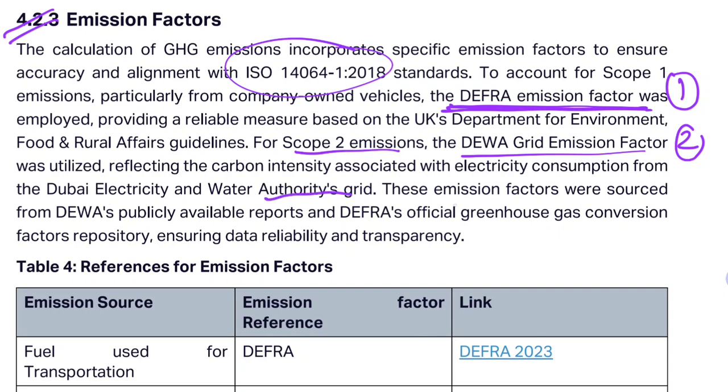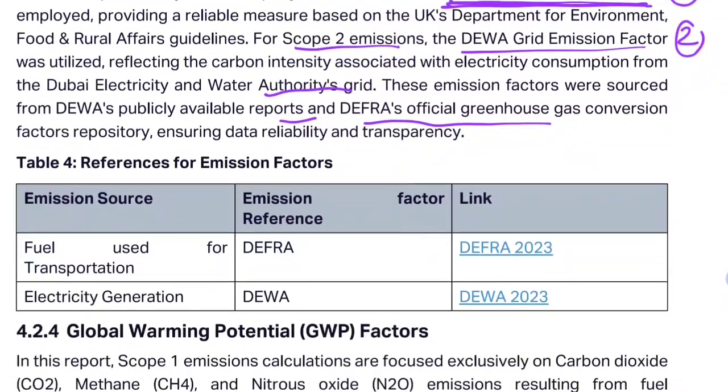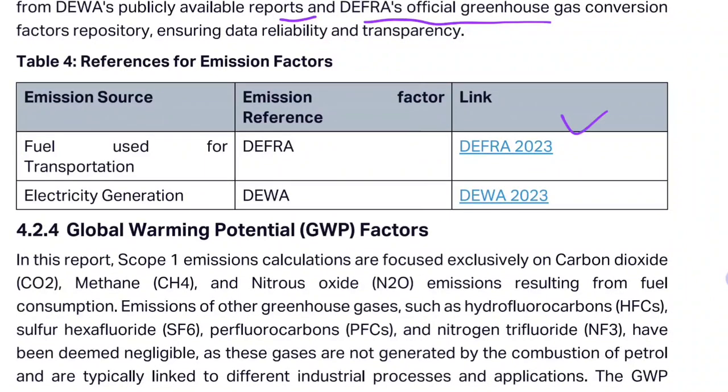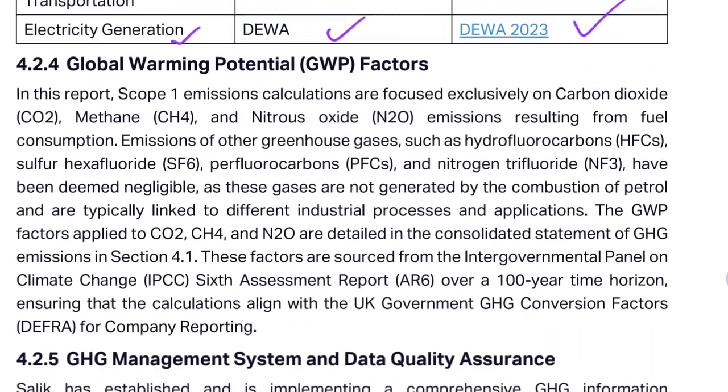You can see this. These emission factors were sourced from DEWA's publicly available reports and DEFRA's official greenhouse gas conversion factors repository, ensuring the data's reliability and transparency. Both the links are given here, covering fuel used for transportation and electricity generation. So the emission factor references are given here.